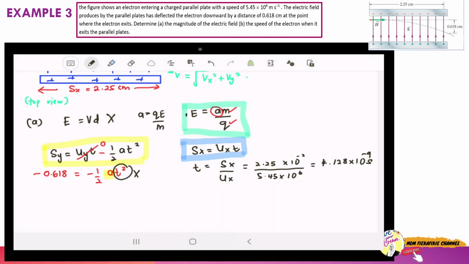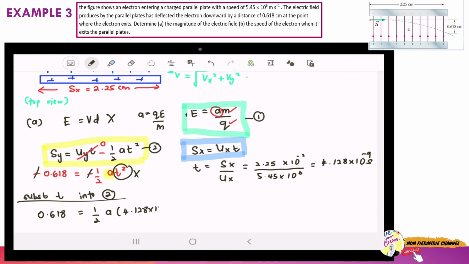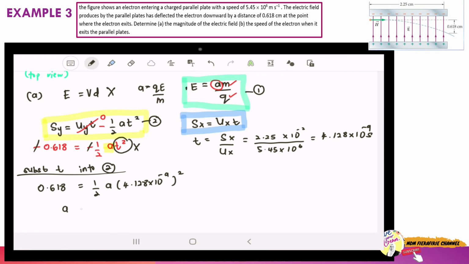Alright, so now I want to substitute t into the second equation. Let's say this is my first equation and this is my second equation. So I want to find a, right? So cancel the negative: 0.618 equal to half a, t is equal to 4.128 exponent negative 9 squared. Press your calculator. So a is equal to, what is a? So a is equal to 7.25.